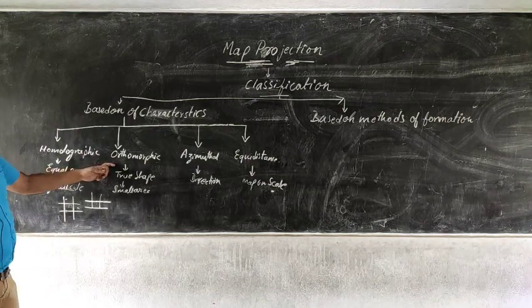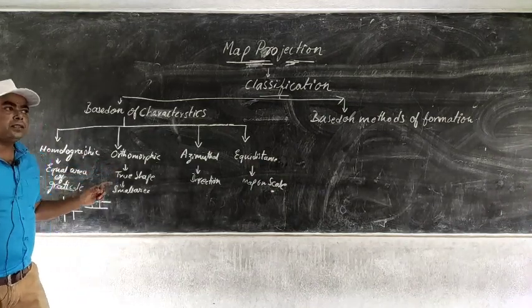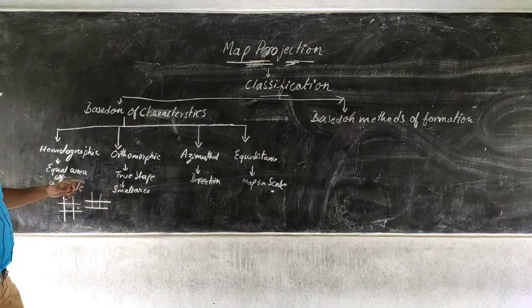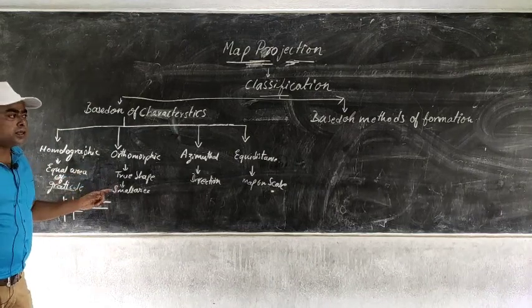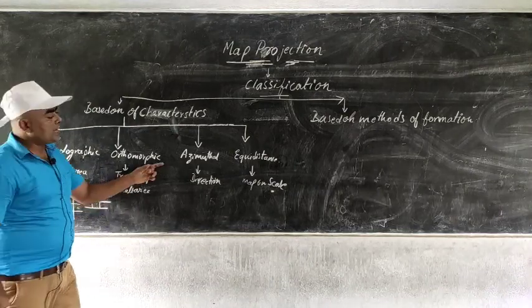Next is orthomorphic. Orthomorphic deals with the true shape. True shape is generally made for a small area. Next is azimuthal.